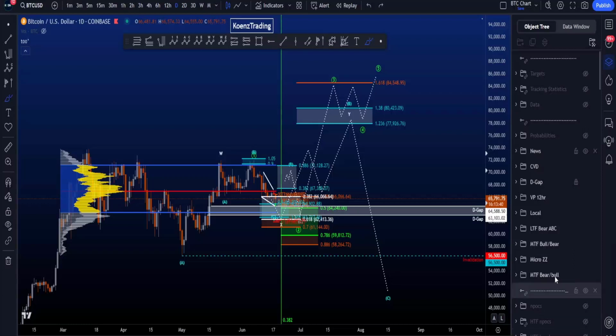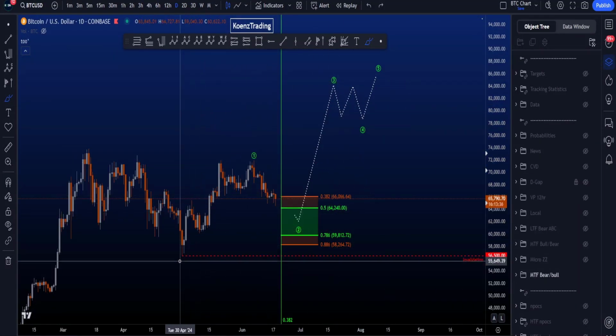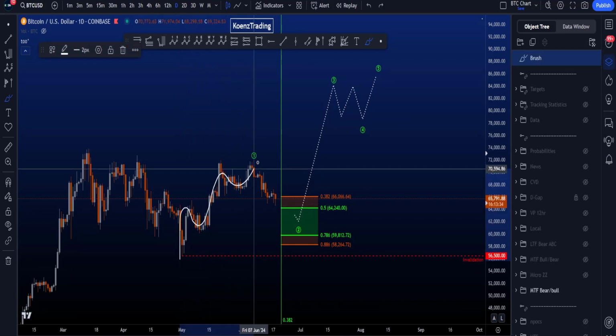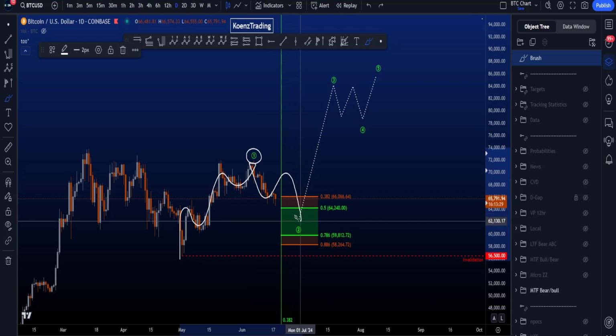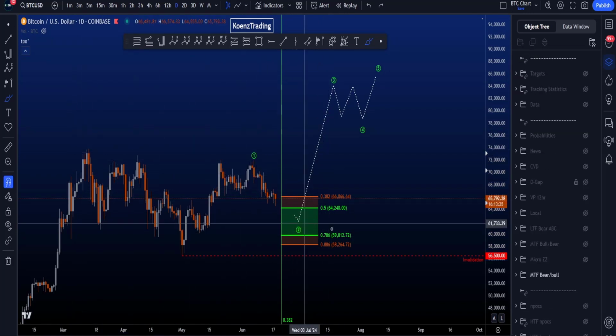Hi everyone, let's go over my bullish and bearish Elliott wave scenarios on Bitcoin, starting with the bullish scenario where we have a 5-wave impulsive structure to the upside in a wave 1. Look for a 3-wave corrective structure to the downside in 2, and then continuation to take the all-time high.